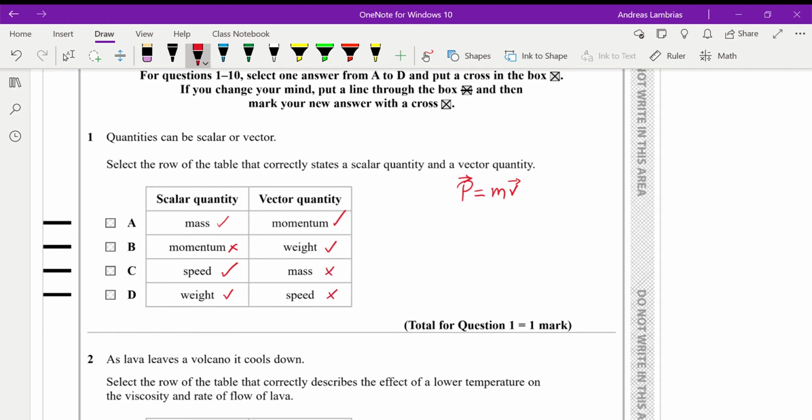Right, so the column that has both correct quantities is the first one, therefore A is the right answer for question 1.